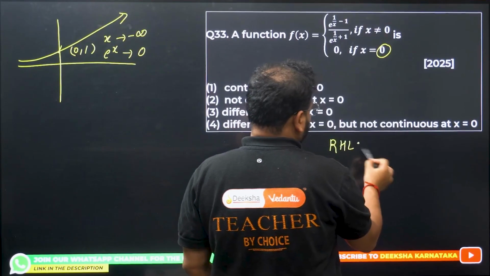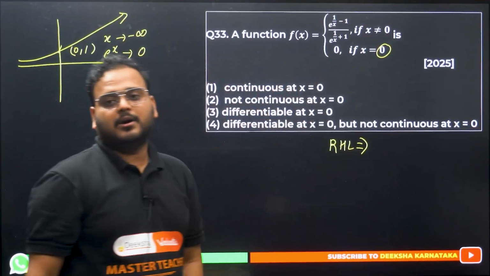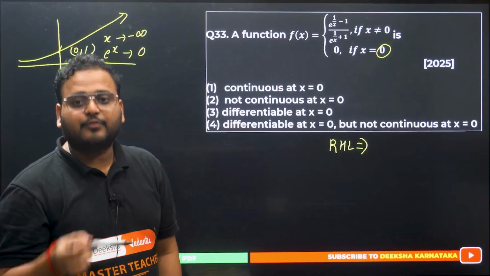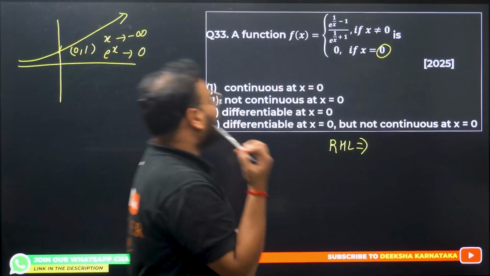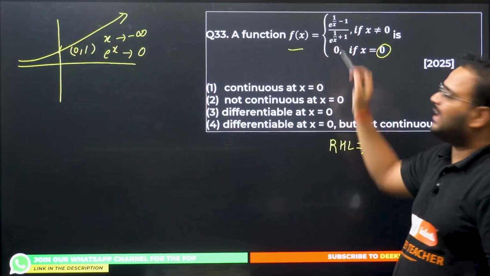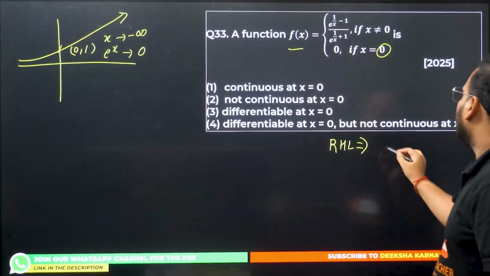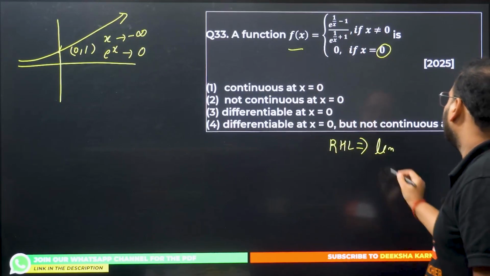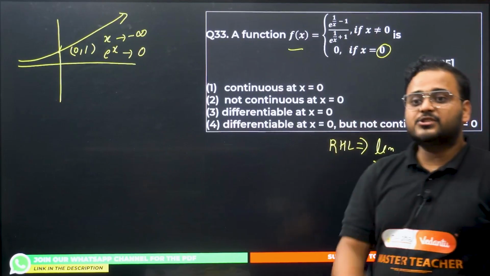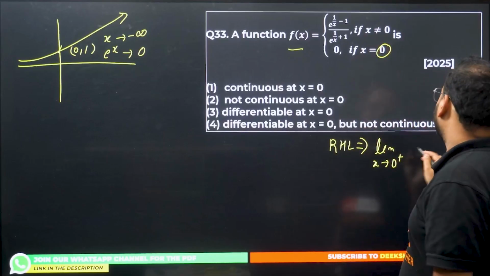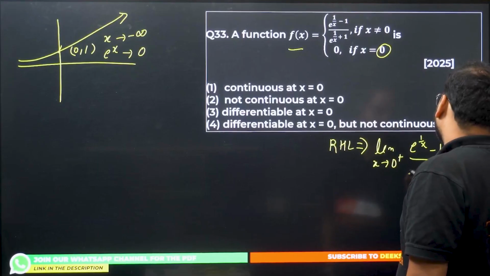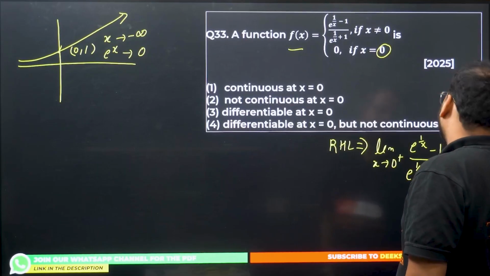How do you check your continuity? You find the limit first, and to find the limit in this question you have to find LHL and RHL. So for RHL, what are you going to do? Limit of the function as x tends to 0 plus. Have a look. This will become e power 1 by x minus 1 upon e power 1 by x plus 1.